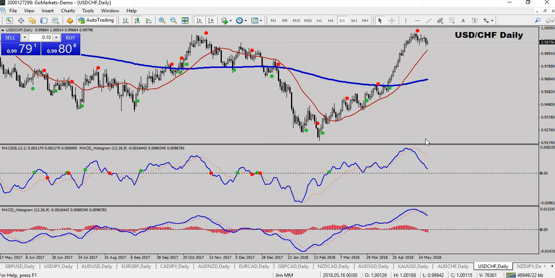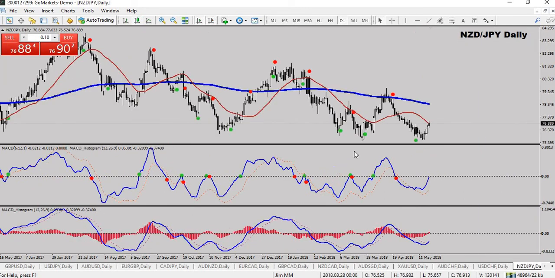So at the moment, getting close to the zero level, the standard MACD's already turned down, already got a red dot, getting close to 25 SMA, so it's possibly setting up the next few days.